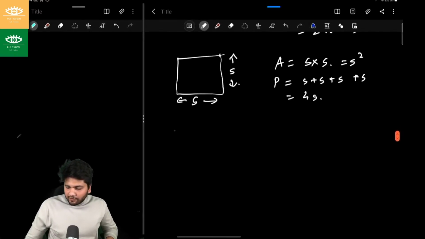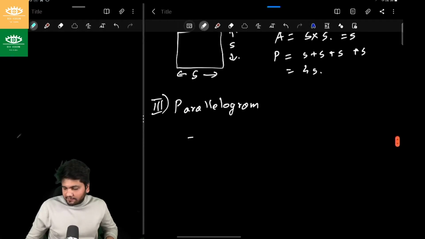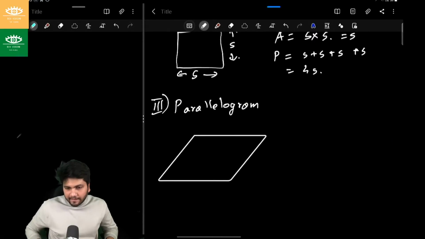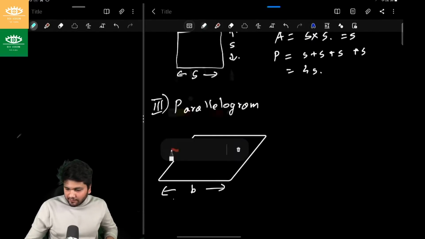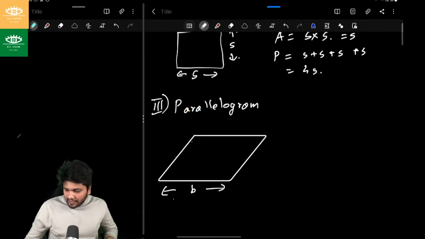Now we are going to talk about parallelogram. This is our third shape. That is nothing but parallelogram. I hope you know parallelogram is what? That the opposite sides are equal and parallel. So if we talk about this kind of parallelogram, now this is the base of the parallelogram. This is the base, and we need to know the height of the parallelogram. So let's say this is the height of the parallelogram.